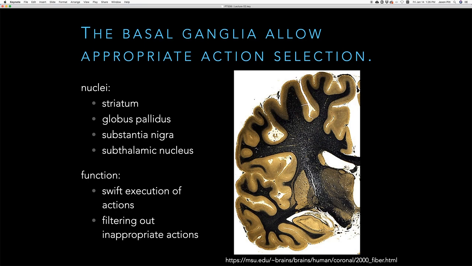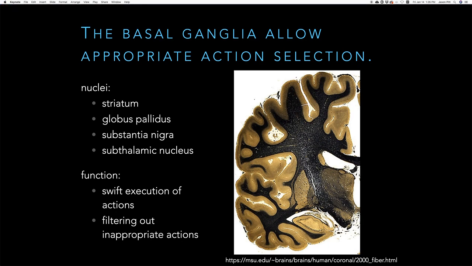We've got the caudate and putamen. Collectively they're called the striatum. We've got this kind of paler region called the pale globe or the globus pallidus. There's a subthalamic nucleus that lives below the thalamus. Name makes sense. There's also something called the black substance or the substantia nigra. And collectively, these nuclei comprise the basal ganglia. And the purpose of the basal ganglia is to allow for appropriate action selection.